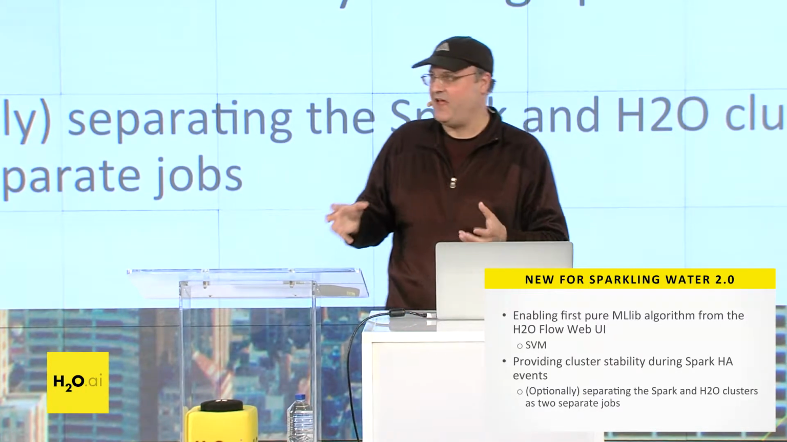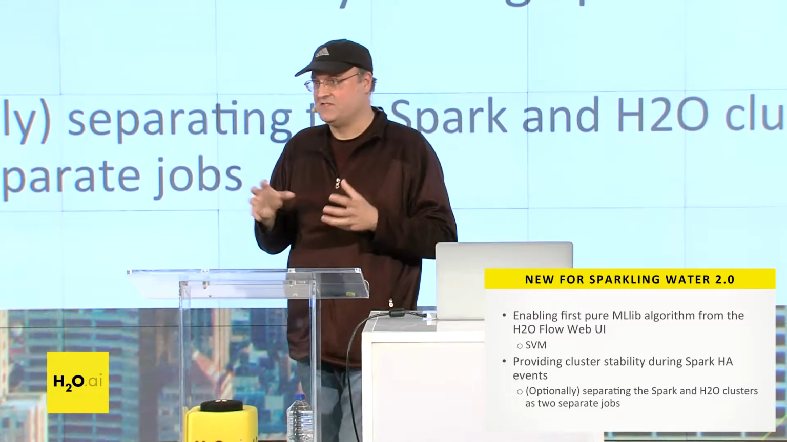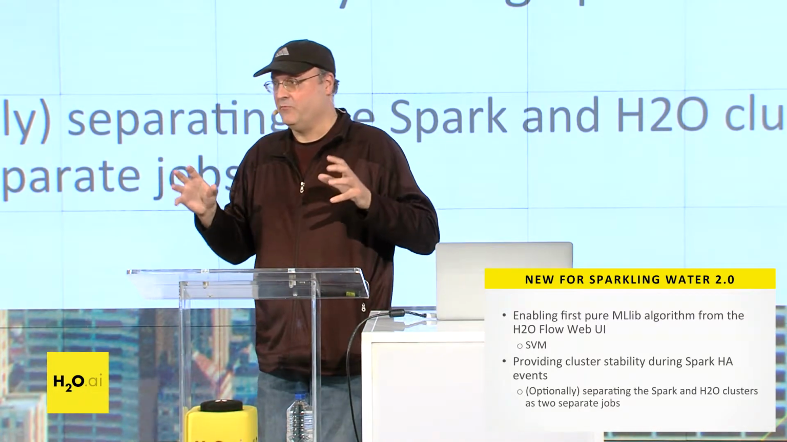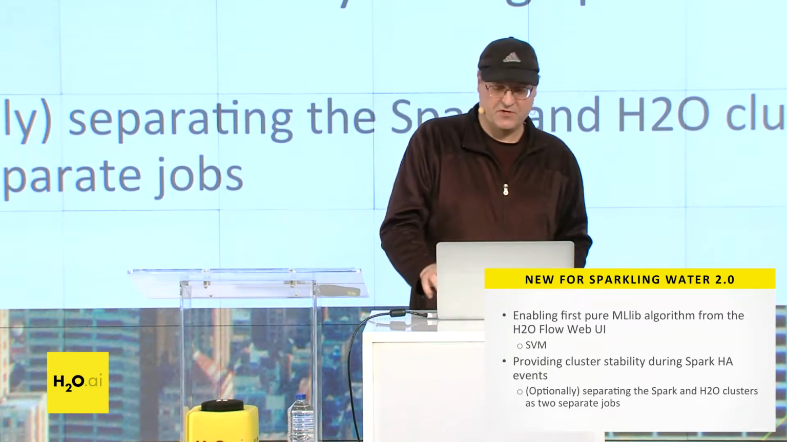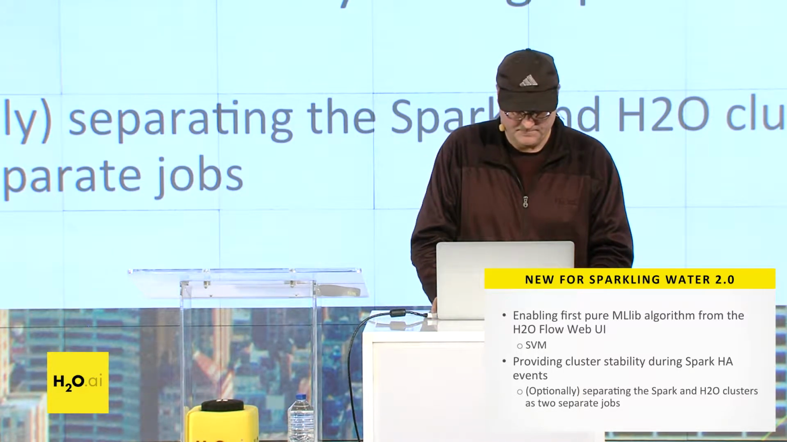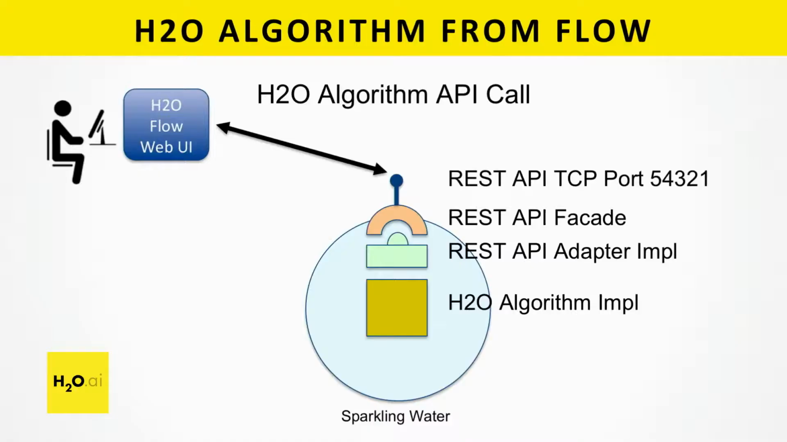And so as a result of that, we took it upon ourselves to do a refactoring and a slight architecture change to improve the stability there, and I'll show you a picture of that as well. So the new changes to Flow that are really enabling you to call pure Spark MLlib algorithms directly take advantage of this REST API architecture that we've put in place.